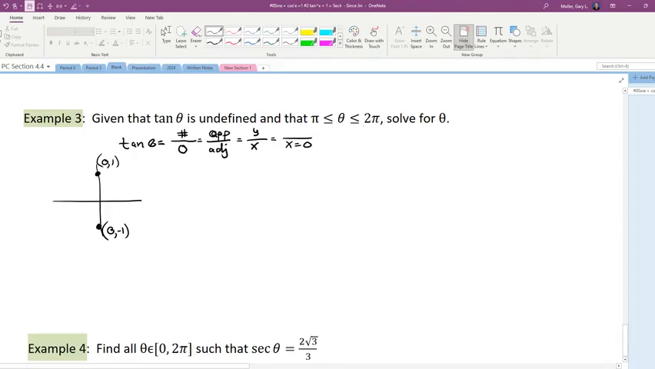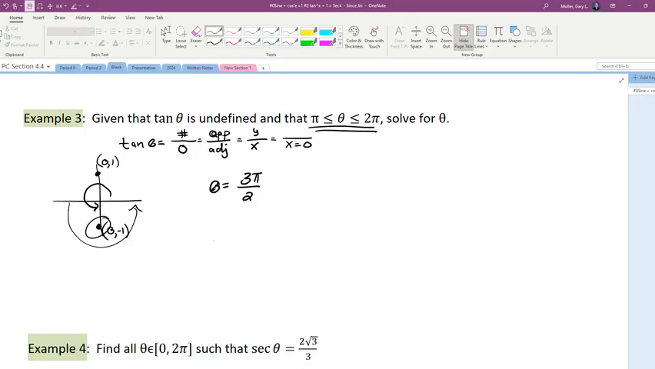We want the answer between 0 and 2 pi, so we're looking for an answer down here. So the answer is the angle that opens to there, 3 pi over 2. Tangent of 3 pi over 2 will be undefined. So this is a good example of how the unit circle helps us sometimes, and looking at a right triangle helps us sometimes. Know this in lots of different ways.